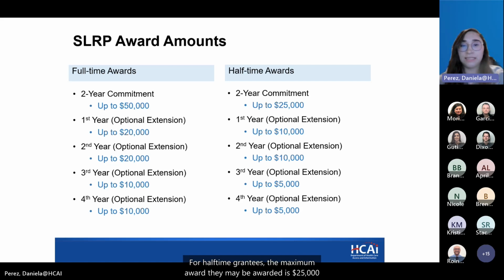For half-time grantees, the maximum award they may be awarded is $25,000, also for a 2-year commitment. In the past, there have been contracts with a 4-year commitment, but that is not the case for this cycle.